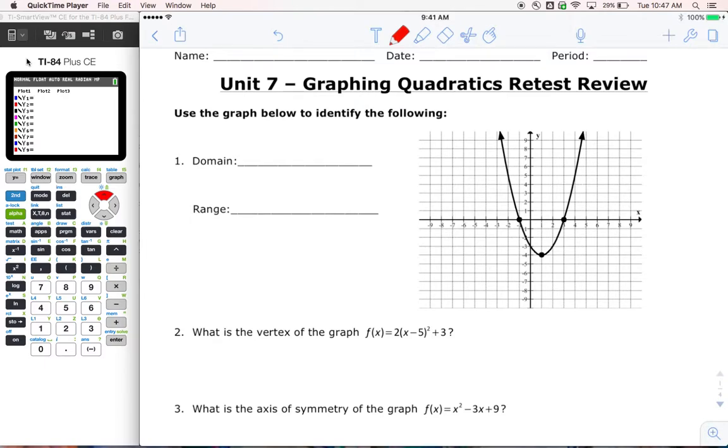Question number 1. What are the domain and range for the graph shown? Well, because we're going left and right forever, our domain here is just all real numbers.